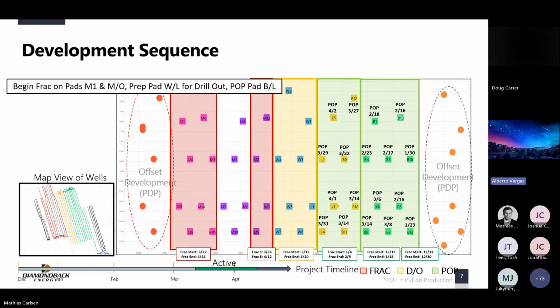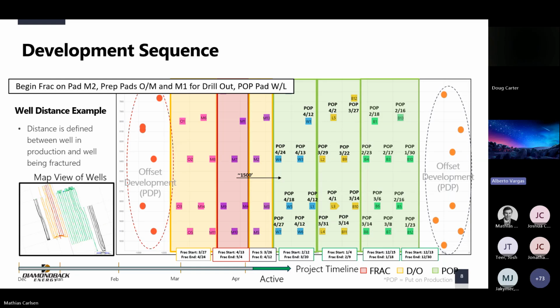If you look at the same color in the map view, again, green is for wells on production, yellow for plug drill out, and red for the wells under fracturing. So this is the whole process as we progress. The final stage is as shown here. Pad M2 was fracturing, pads MO and M1 are now at plug drill out, while pad WL was turned online. Notice that the distance between pads M2 and WL is only 1,500 feet.